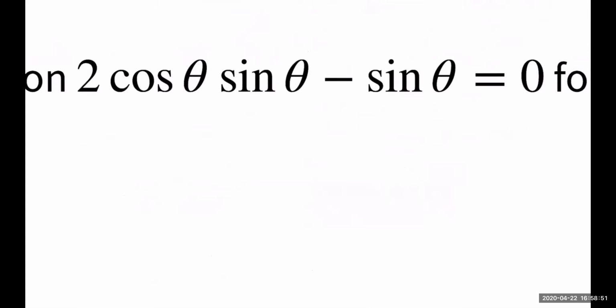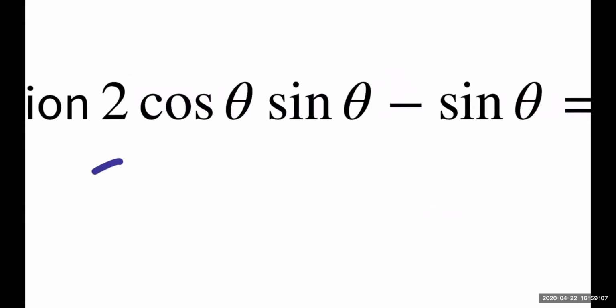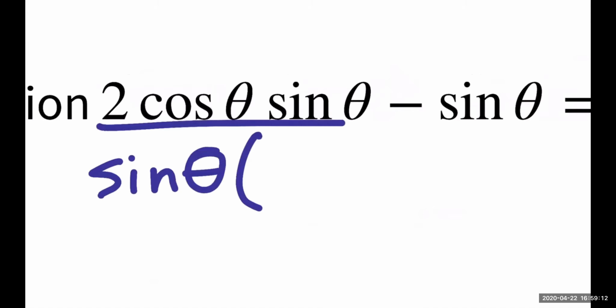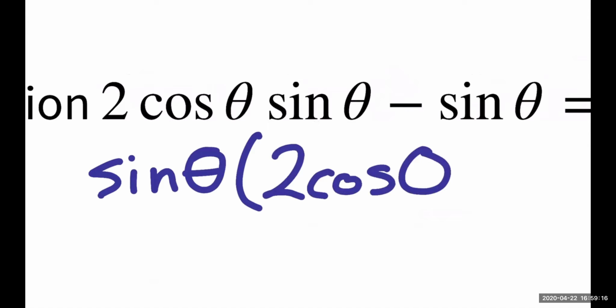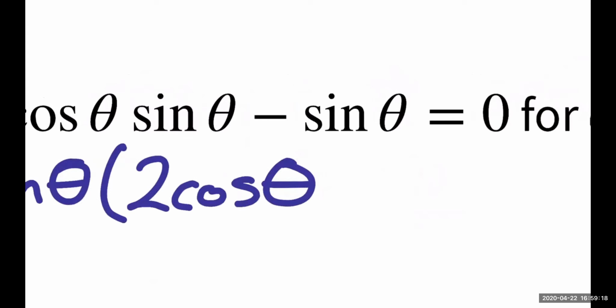So looking at this equation, 2 cosine theta times sine theta minus sine theta equals 0. You might maybe have the intuition that we should be factoring out the thing that is in common in all of these terms. In this case, that would be sine theta. Right, so we're going to factor out that sine theta. And then in the first term, that's going to leave behind a 2 cosine theta. If we factor a sine theta out of this term, that's going to leave a -1, and that is still equal to 0.